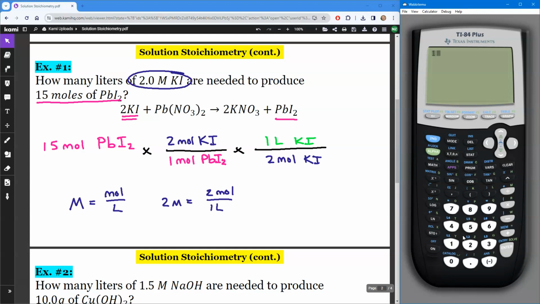So let's put this in our calculator. We have 15 times 2. And then we are going to divide that by 2. Oh, look, it's 15 liters.